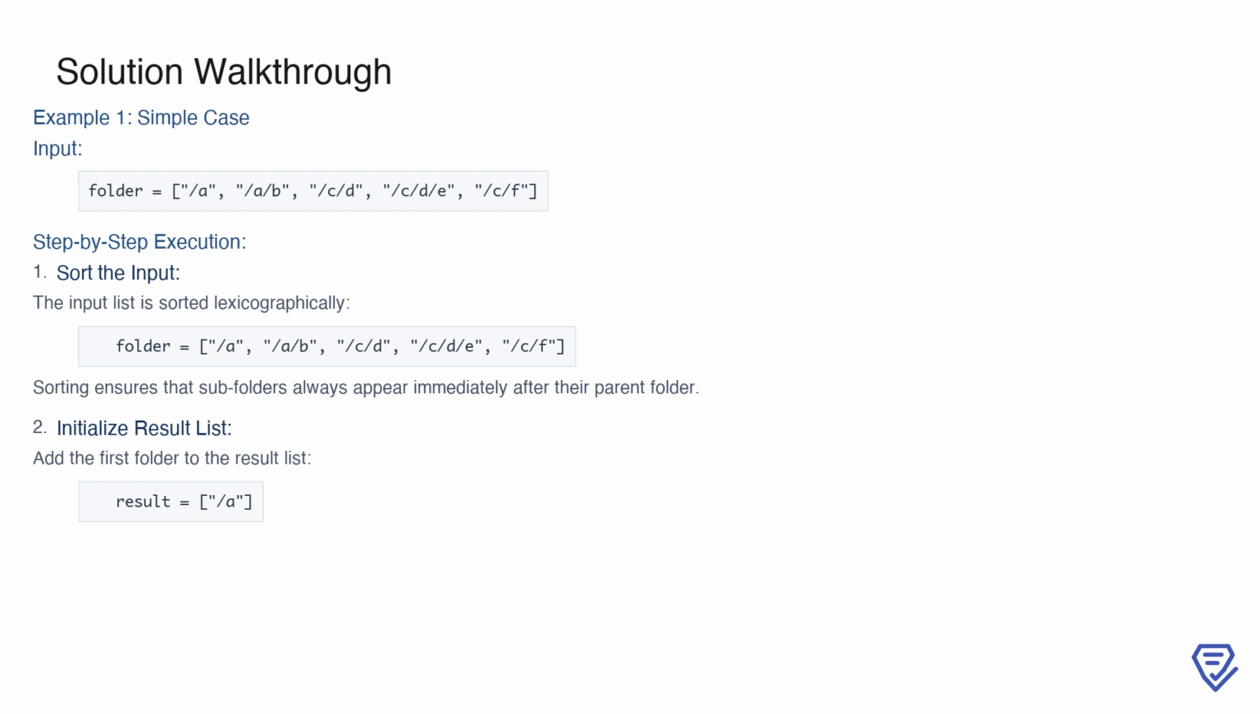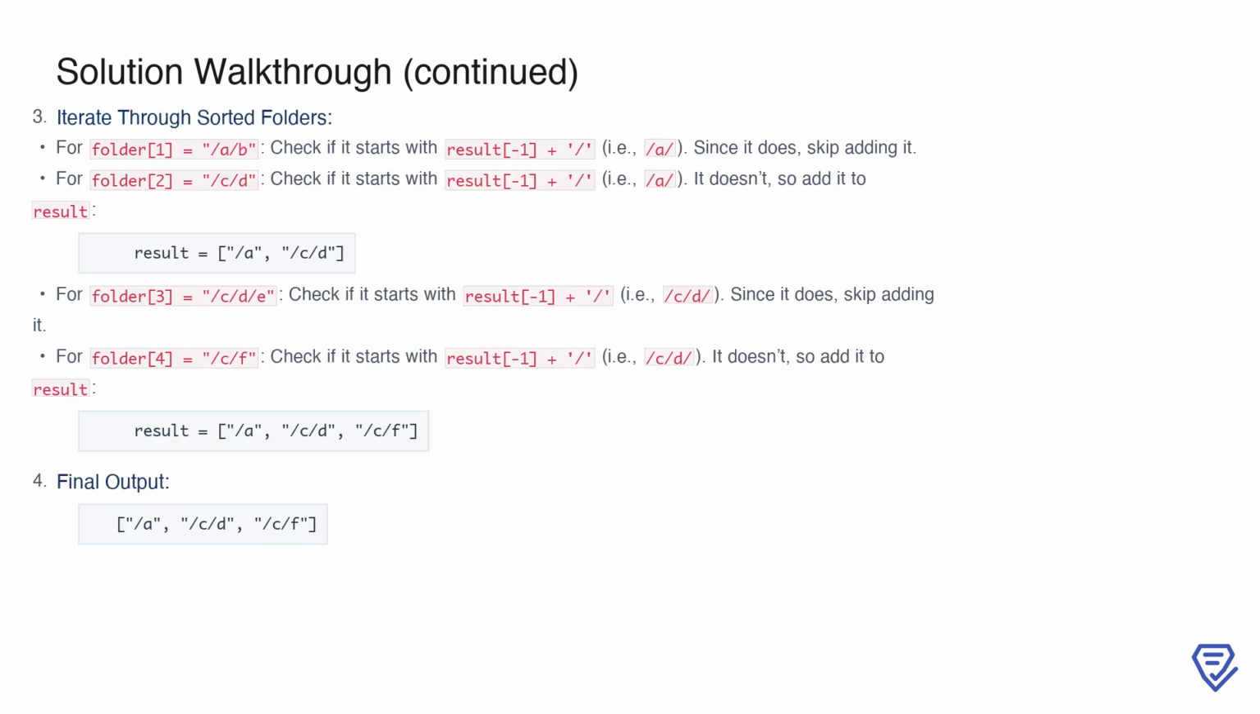This result list will store the folders that are not subfolders of others as we iterate through the input. Now, we begin iterating through the sorted folder list starting from the second folder. For /a/b, we check if it starts with the last folder in the result list followed by a slash, which in this case is /a.